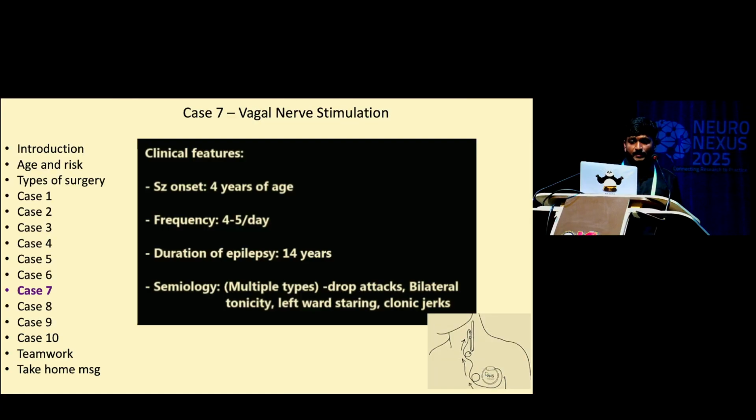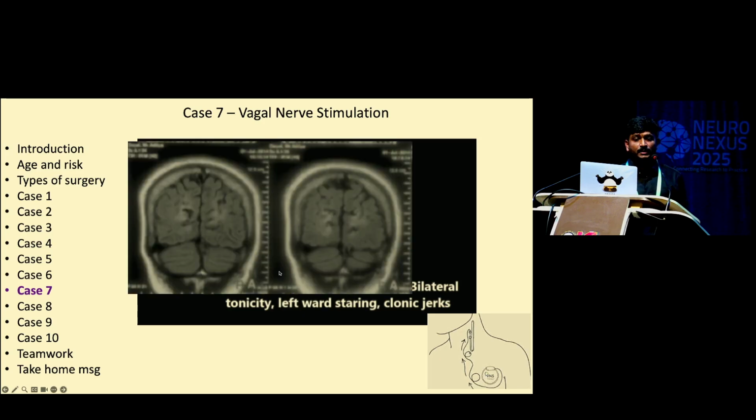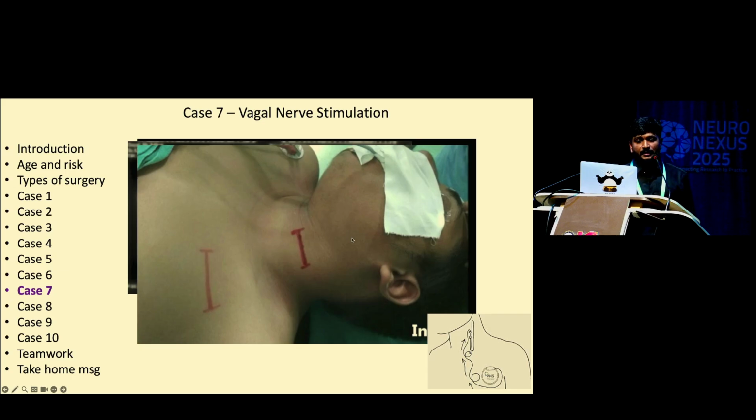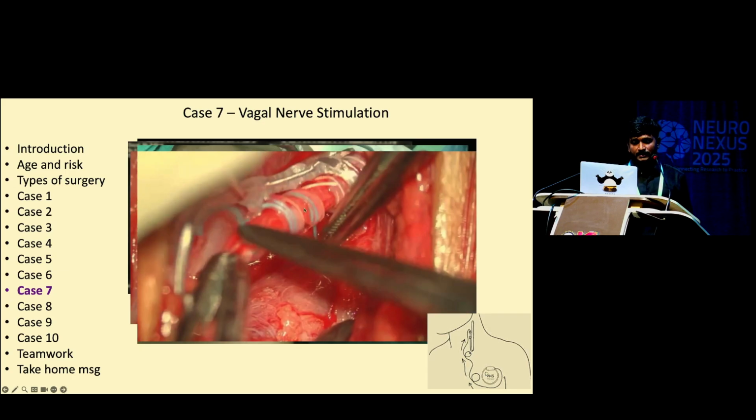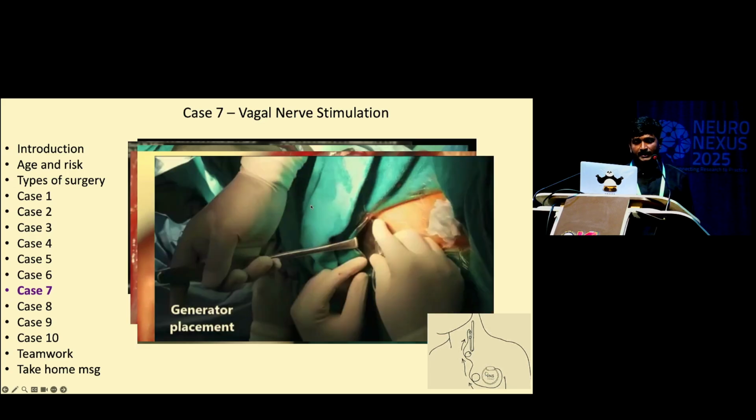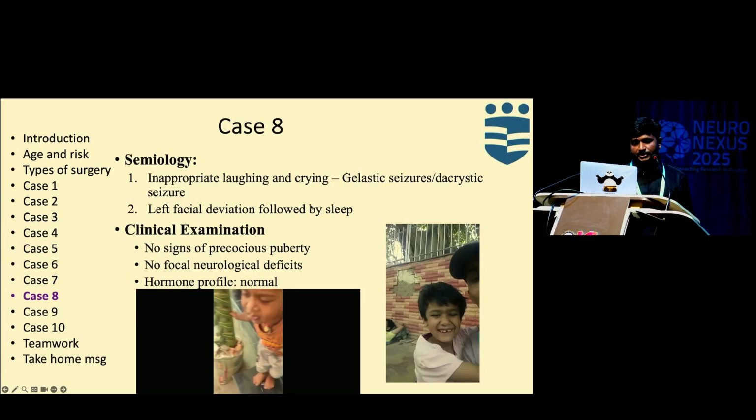So this is another patient, a 19-year-old male again. So 14 years of duration with multiple drop attacks. These patients didn't want corpus callosotomy. There is occipital gliosis again in the same patient. So we did vagal nerve stimulation for this patient. This is a vagus nerve, and this is a lead over the vagus nerve, and this is a battery generator.